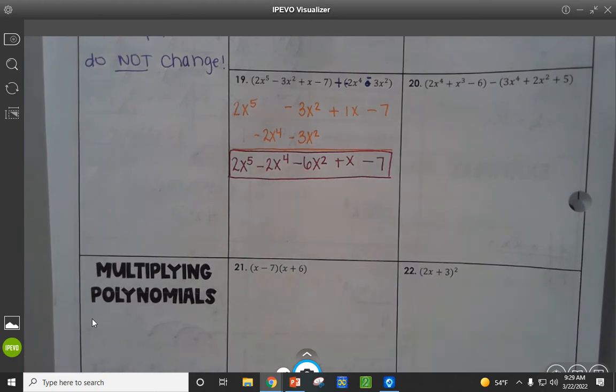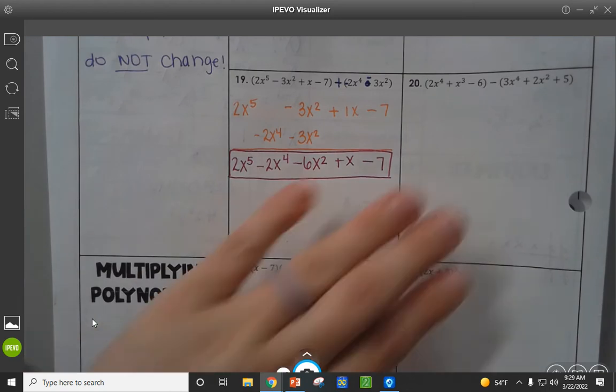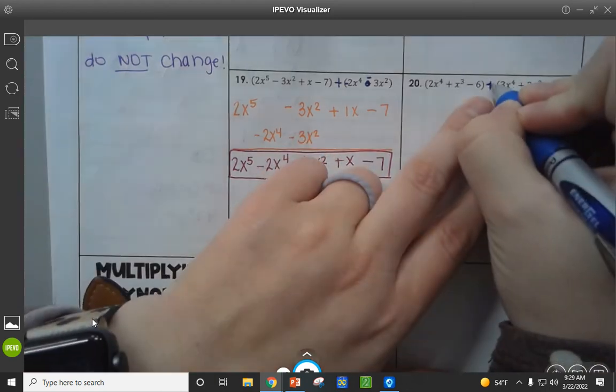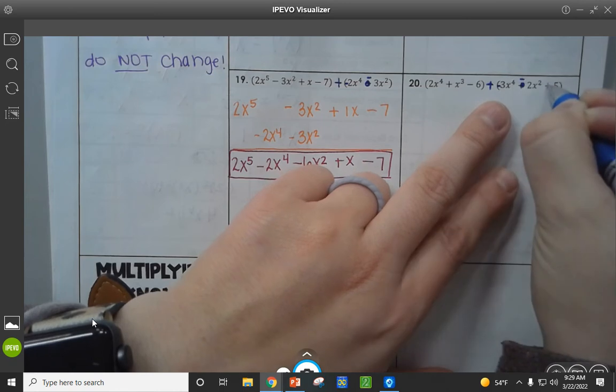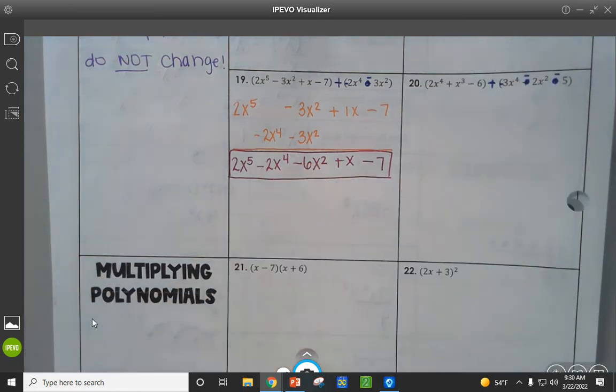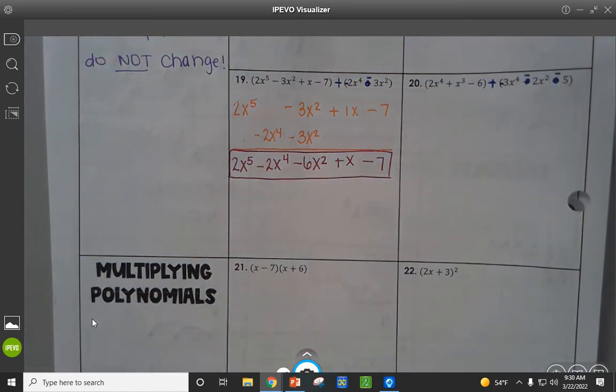All right, number 20, is it addition or subtraction? Subtraction. So let's make it addition. This becomes a minus, minus, minus. If they were negative, then I would make them a positive. But for some reason, all of these examples were just that way.